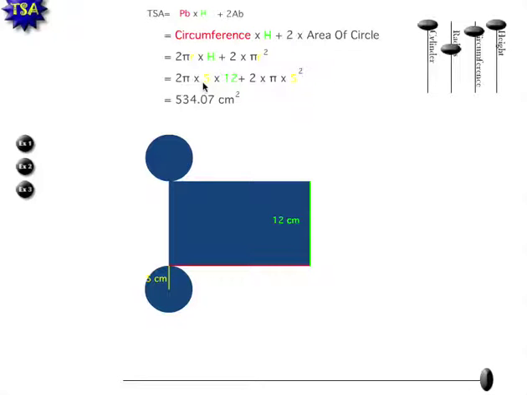So 2 times pi times 5 times the height, times 12, plus 2 times the area of the base, so 2 times pi r squared, 2 times pi times 5 squared. And there we go, 534.07 centimeters squared. All right, and that's it for total surface area of a cylinder.